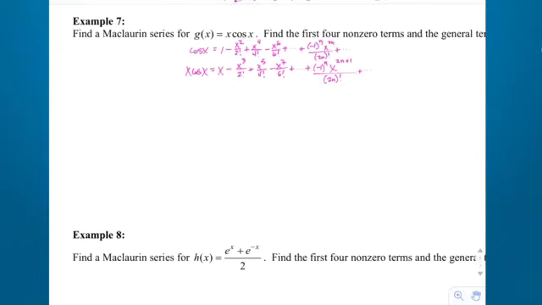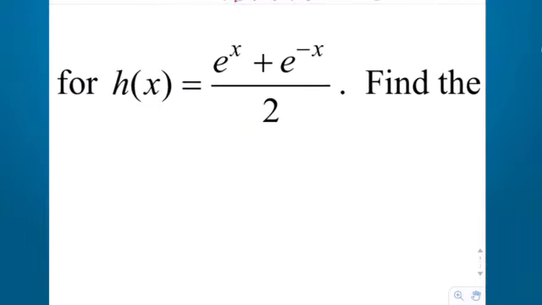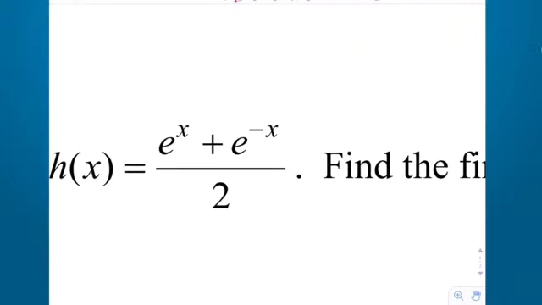All right, and then we're moving fast. Example 8. Find the Maclaurin series for this one. So this one's a little bit more work. e to the x plus e to the negative x over 2. This is actually the function known as cosh of x.